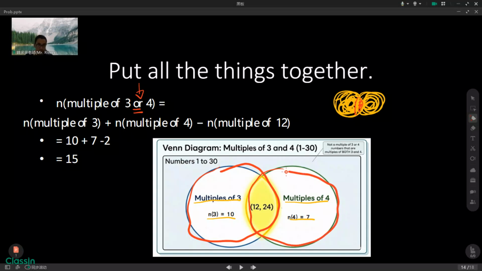We add them together and you will find out in the intersection part, it will be overlapped. It will be counted for twice. We need to deduct the intersection part, which is the multiple of 12.